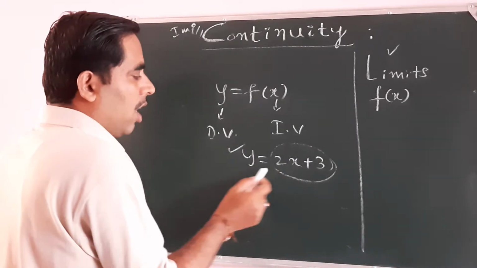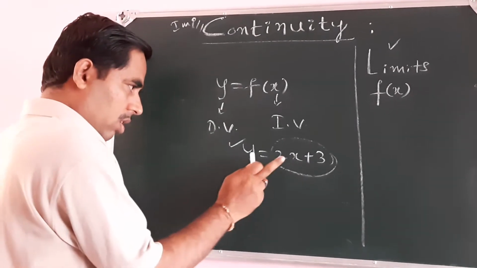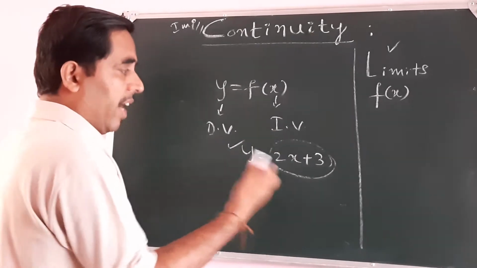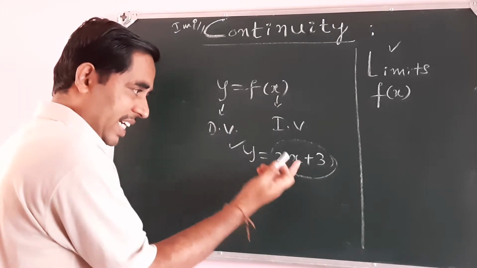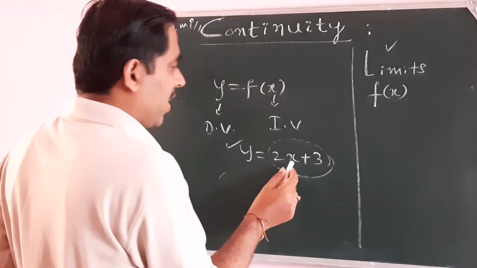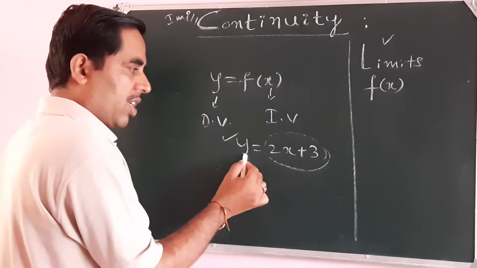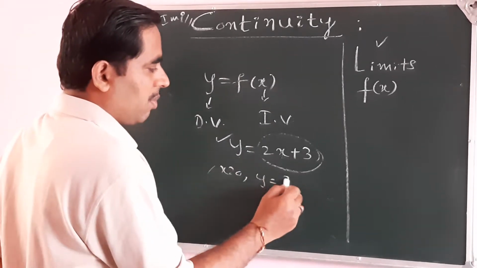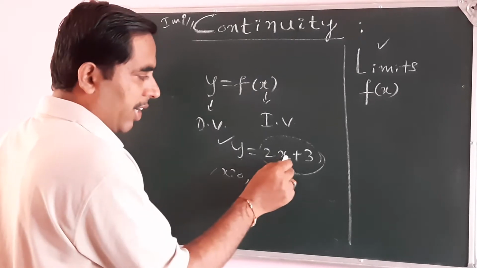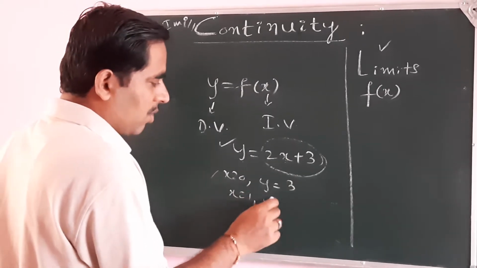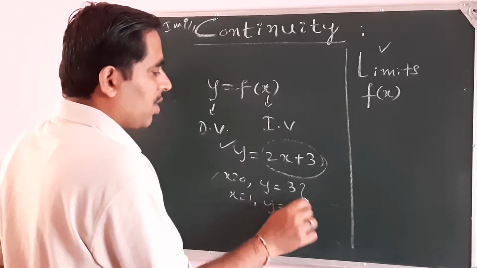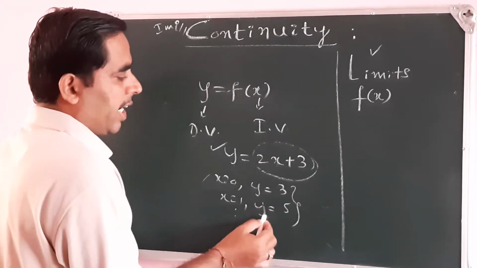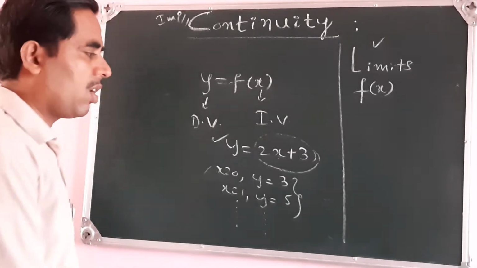Here x is the independent variable and y is the dependent variable, so we can give values for x and get values for y. If x is equal to 0, then what is the value of y? 2 into 0 is 0, plus 3, that will be 3. Then if x is equal to 1, then y will be 5. In this way, I can give different values for x and obtain the values for y.